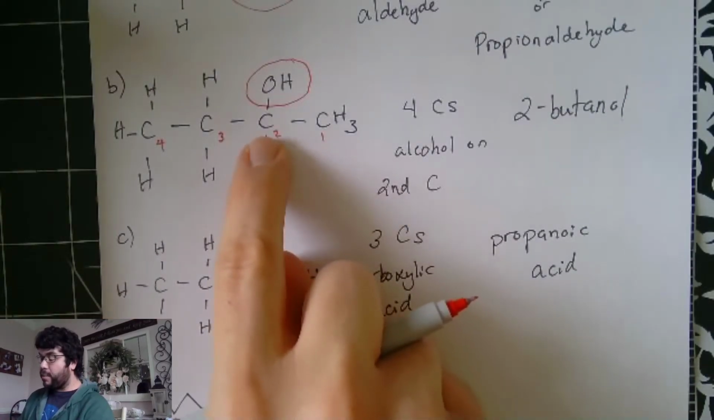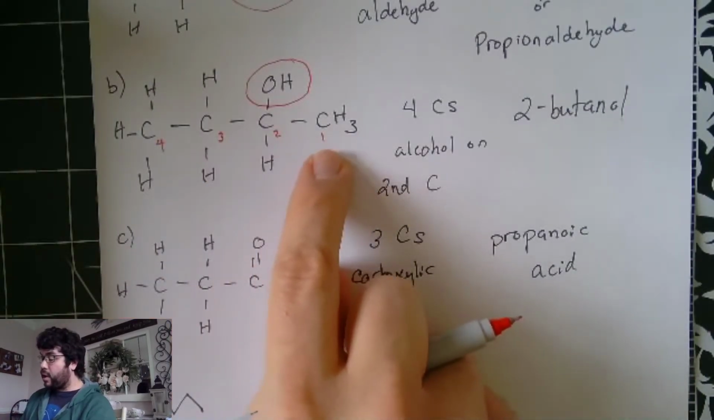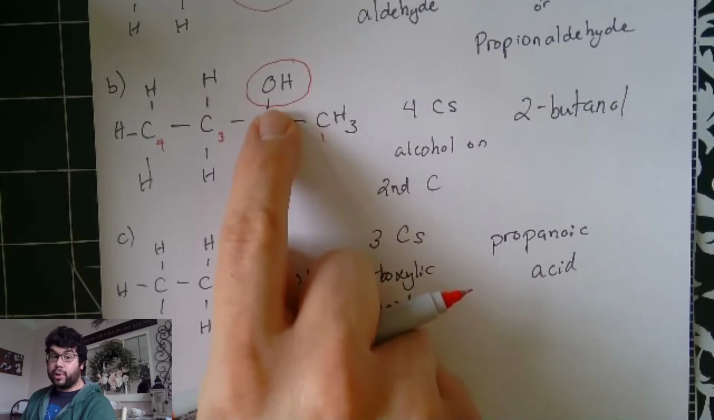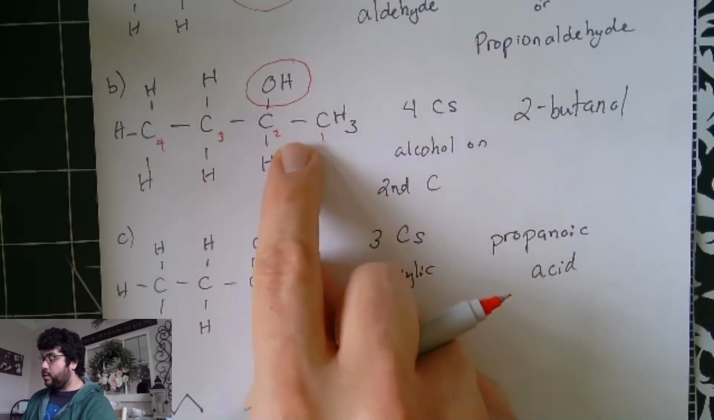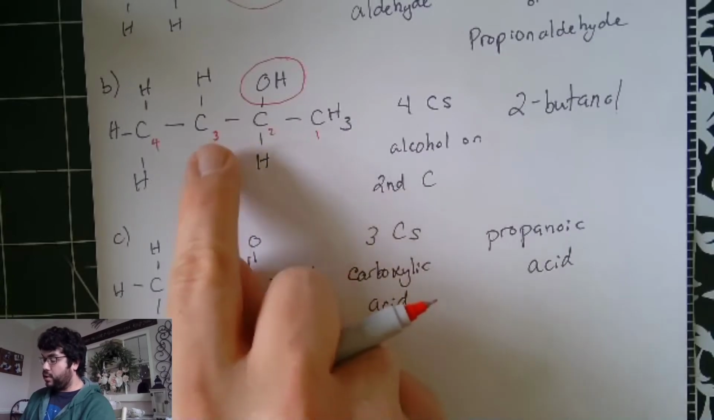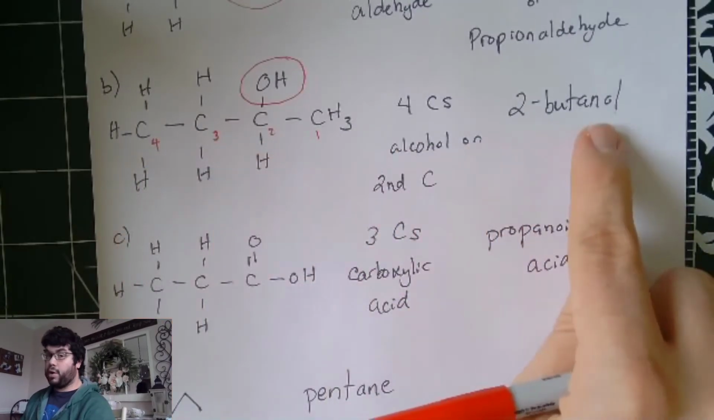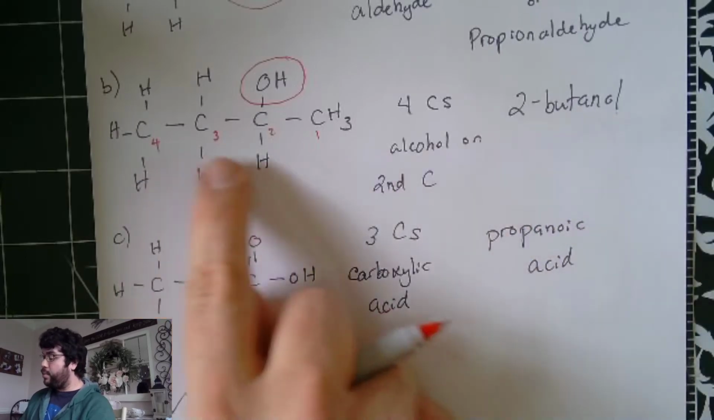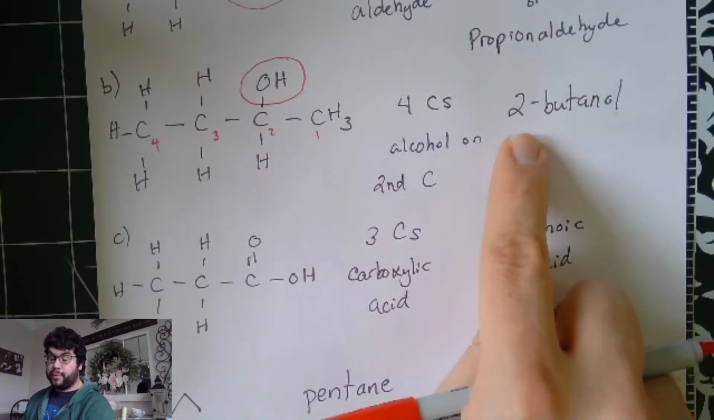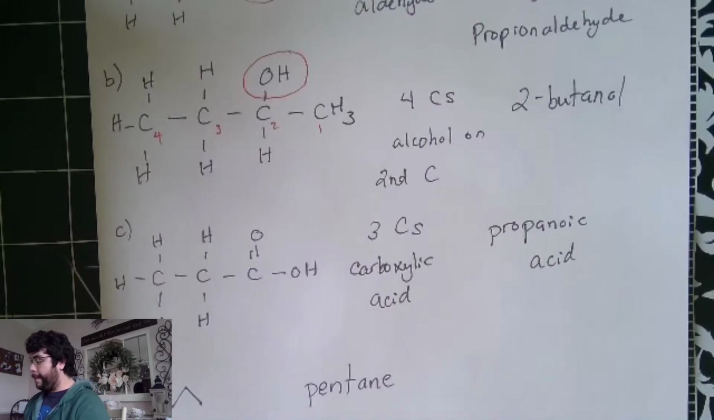Remember, when we are numbering these carbons, we want to number the functional group closer to the start. So this is carbon 1, this is 2, this is 3, this is 4. So this is actually going to be 2-butanol. 2-butanol, not 3-butanol. So we're actually going to go the numbering this way.